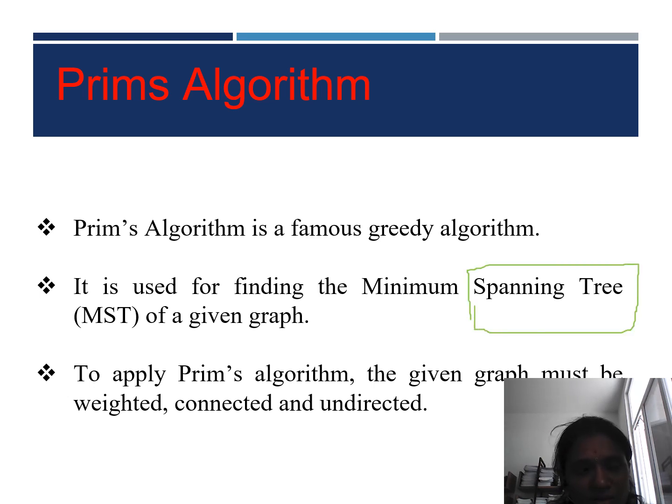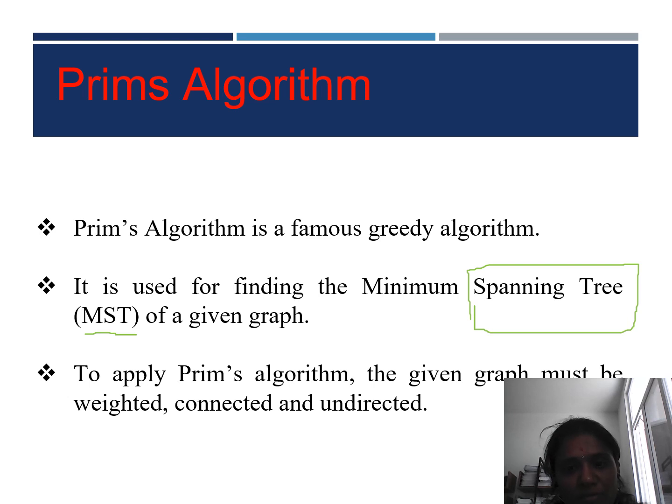A spanning tree is nothing but a subgraph of an undirected connected graph. This MST is also a kind of tree in which the sum of weight of edges is as minimum as possible for the given graph.